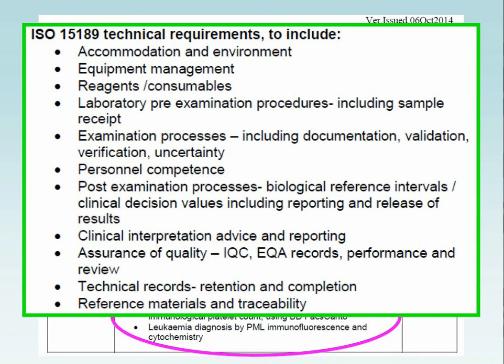But this is what you need to be aware of. You need to think about, for those tests, you need to have evidence that you can cover all the requirements as listed here. And that includes accommodation, equipment, reagents, the pre-examination, the examination, post-examination, everybody that's involved in it, all of their competencies and their roles. This might include job descriptions, etc. Evidence that people that are doing reporting and writing clinical advice, clinical interpretation, whether they are competent to do that. All of your quality assurance, internal quality assurance and external quality assurance records, all available for review.